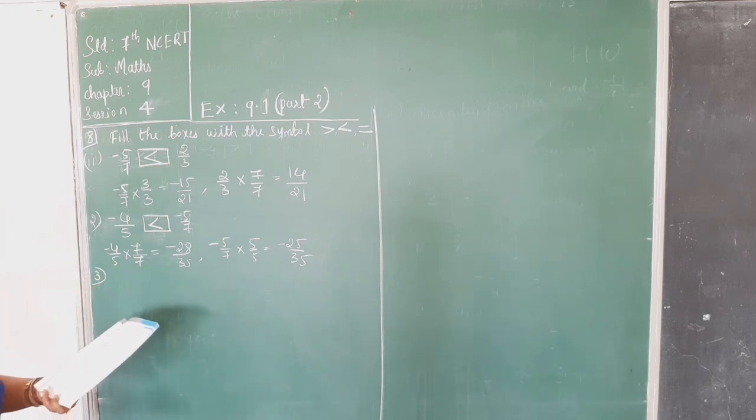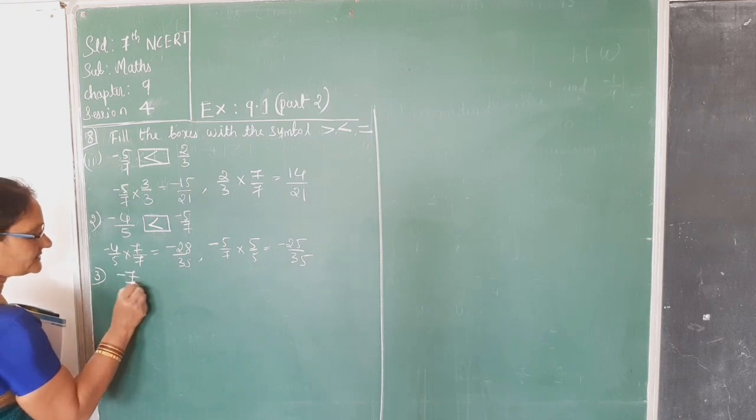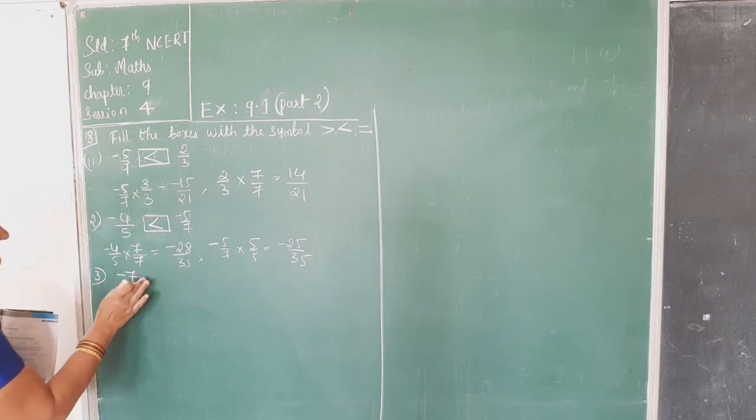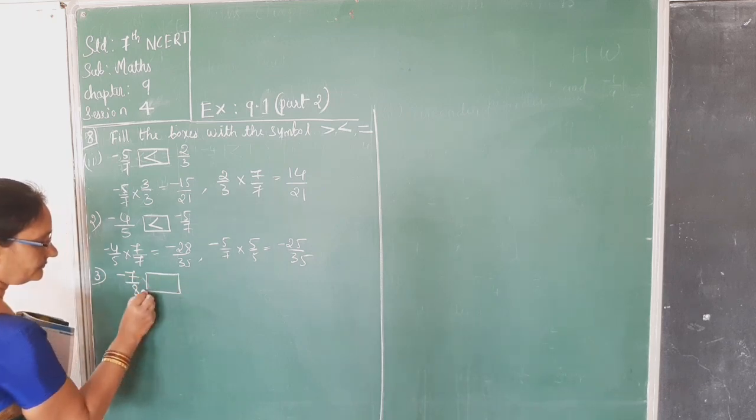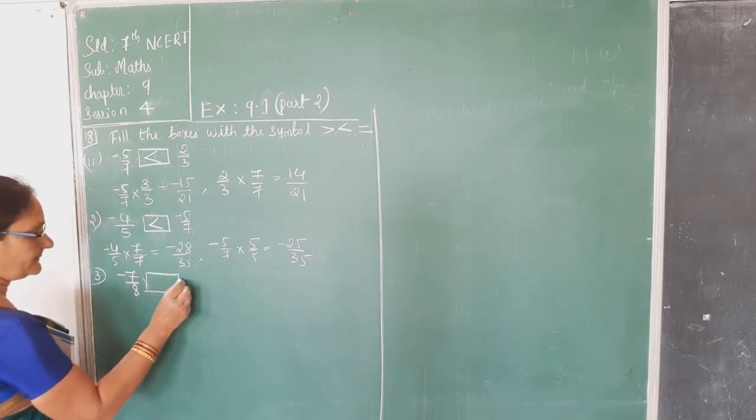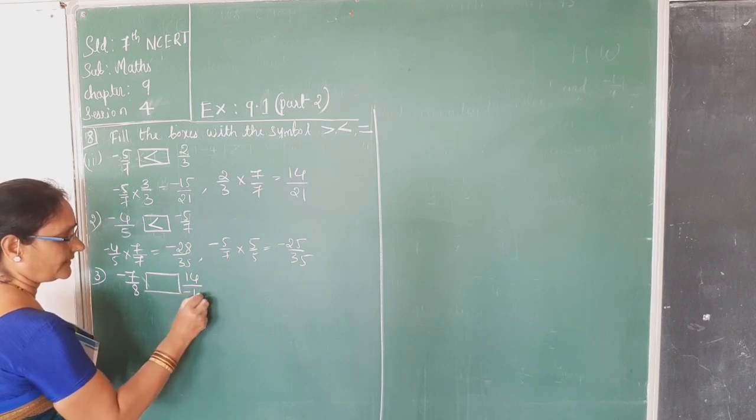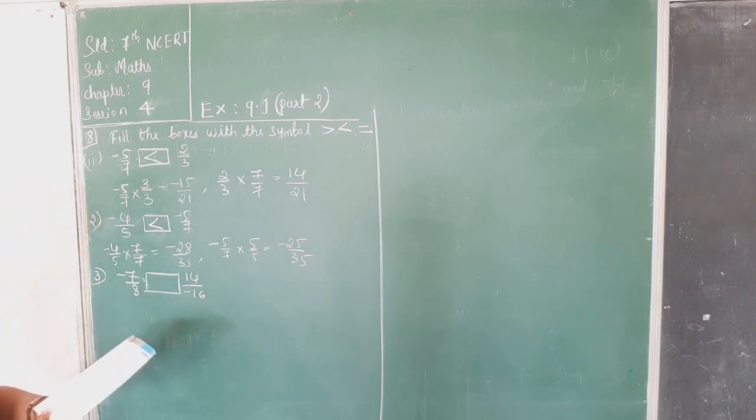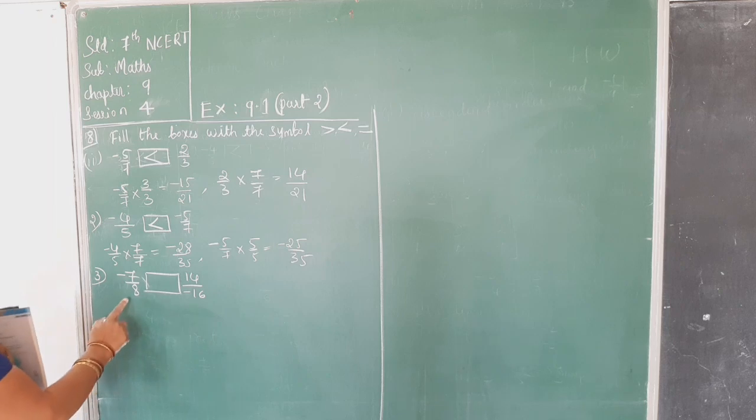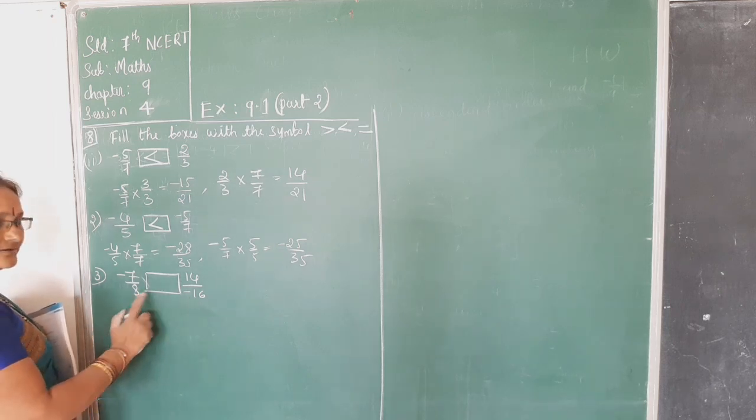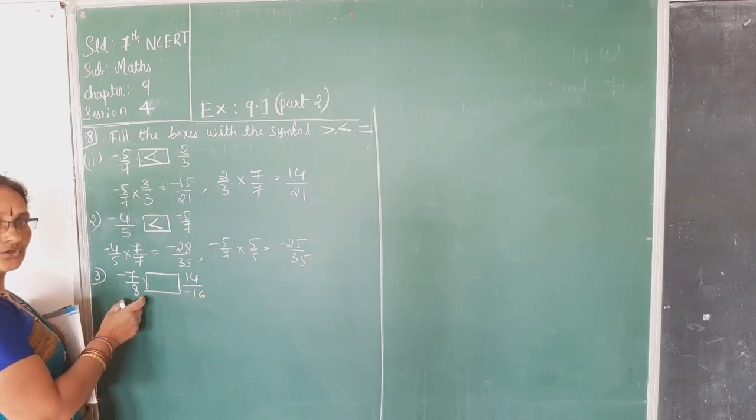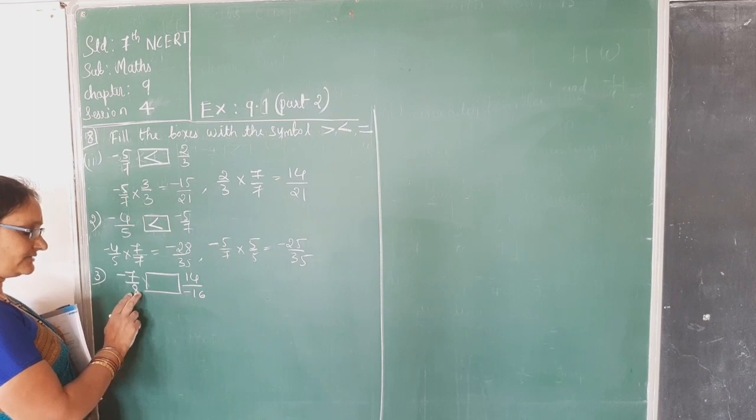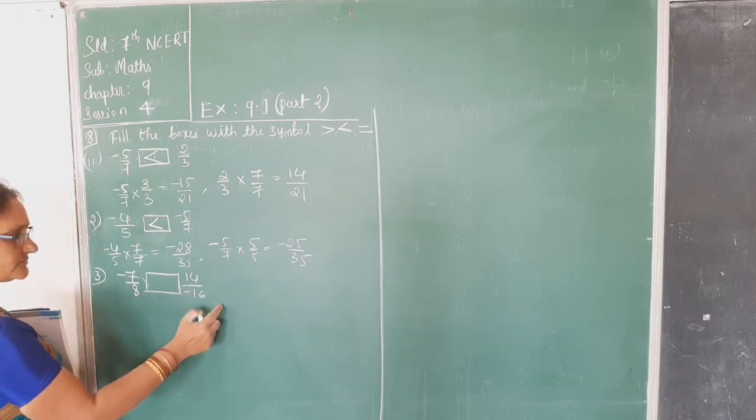And then the third one is minus 7 by 8, and there is a box, that is 14 by minus 16. Okay, here see, 8 is there, here 16 is there. We will equalize the denominators. How? By multiplying this one by 2 by 2. Not every time, no need to take the LCM, we just equalize. Here 2 by 2 and this is 1 by 1.